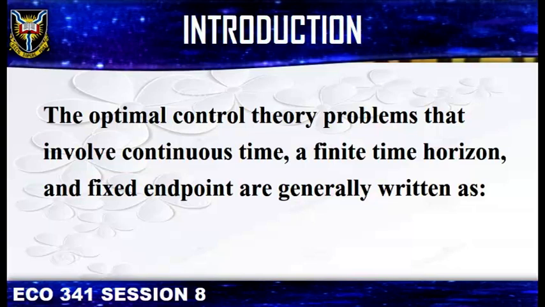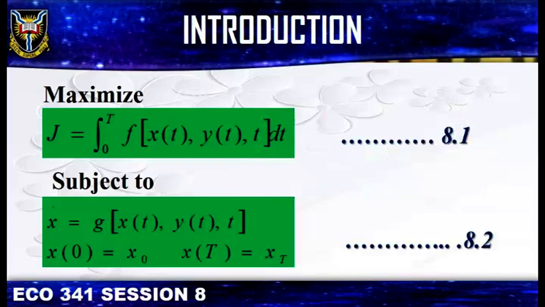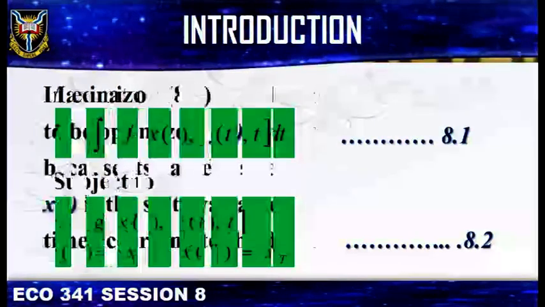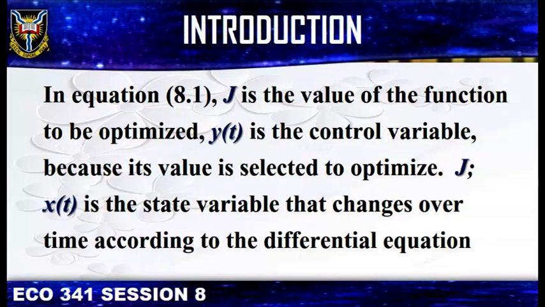Optimal control theory problems that involve continuous time, a finite time horizon, and fixed endpoints are generally written as: maximize according to the equation below. In equation 8.1, J is the value of the function to be optimized, while y of t is the control variable because its value is selected to optimize.